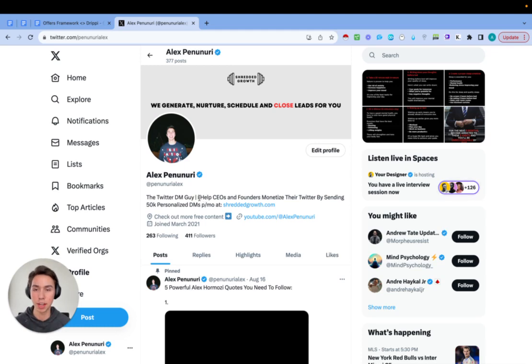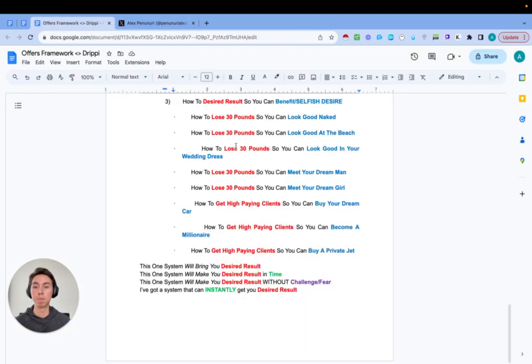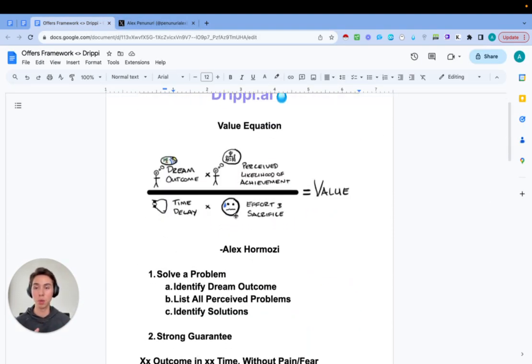And as you can see, I actually have my offer right here on my Twitter. So I help CEOs and founders monetize their Twitter by sending 50K personalized DMs per month. I don't necessarily include the pain points or the guarantee, because I let people know my guarantee through other sources, right? So when I send people DMs, I let them know of my guarantee. Through my YouTube videos, I let people know of my guarantee, right? And so that is pretty much it when it comes to offer, okay?